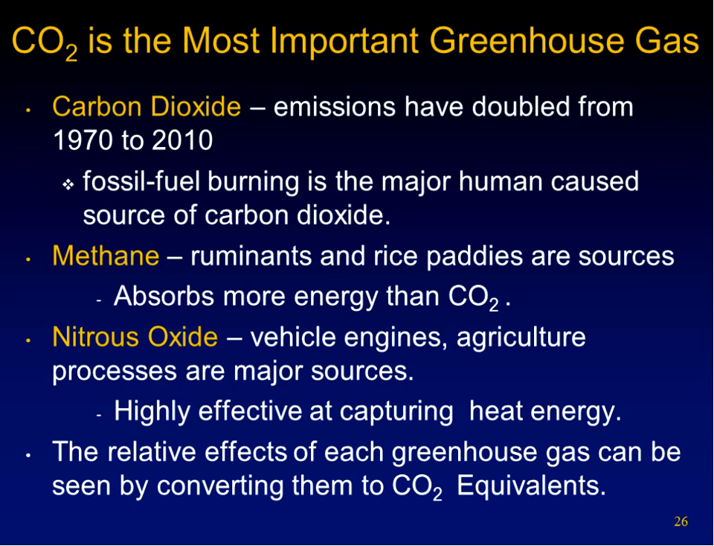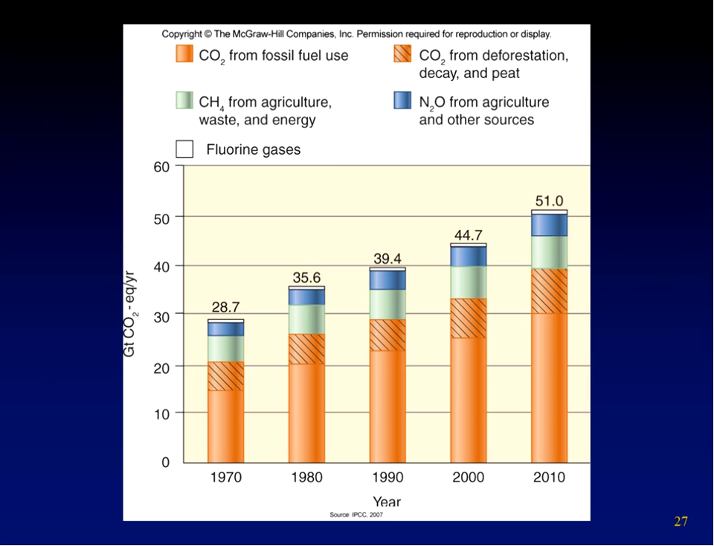Nitrous oxide comes from vehicle engines and agricultural processes. And it is even more potent, but again, not as abundant in the atmosphere. But we have to actually look at all of these three. You can actually compare these by converting them to CO2 equivalents. Your book gives a more extensive discussion of these three greenhouse gases, and I suggest you look at that.